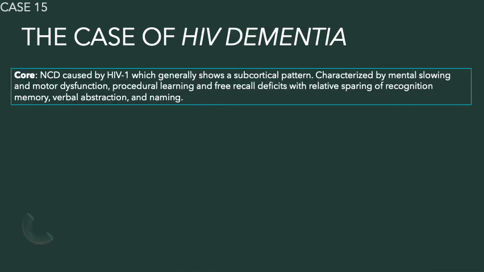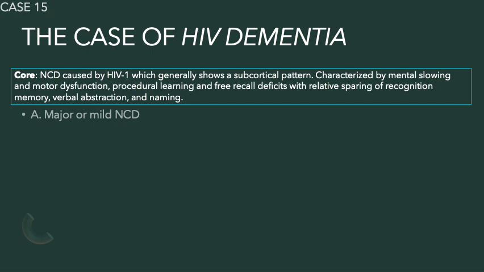So this is the case of HIV dementia. Core features are neurocognitive disorder caused by HIV-1, which generally shows a subcortical pattern, characterized by mental slowing and motor dysfunction. Procedural learning and free recall deficits also occur, but there's relative sparing of recognition, memory, verbal abstraction, and naming.